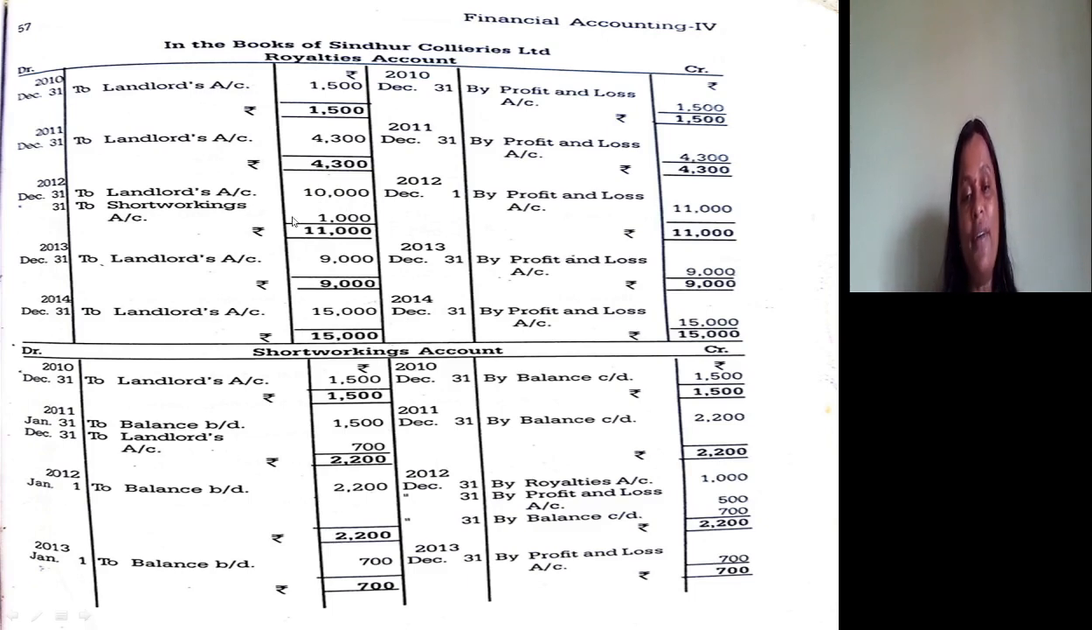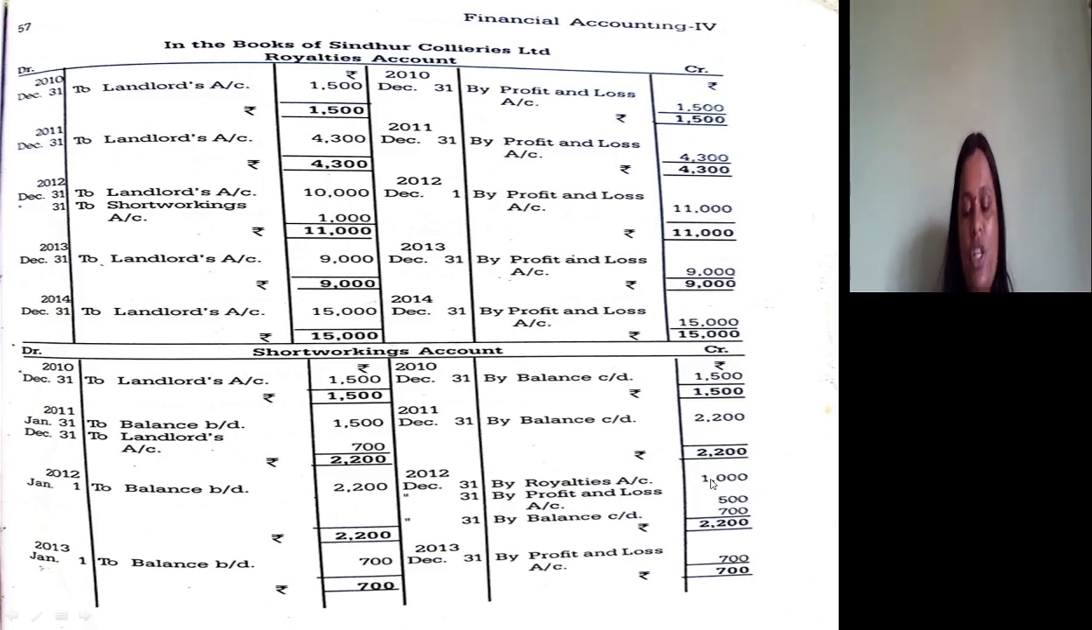So now we move towards short working. There is no short working. This is recoupment of short working. Journal entry: royalties account debtor, short working. The same entry is entered in short working. Royalties account debtor to short working 1,000.